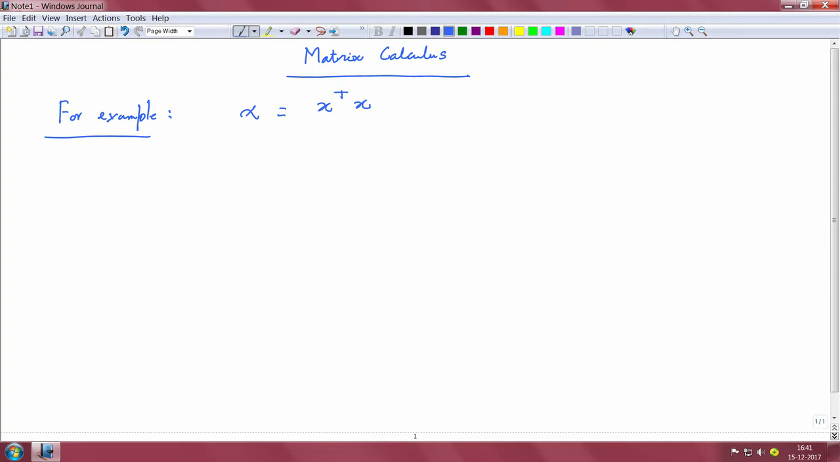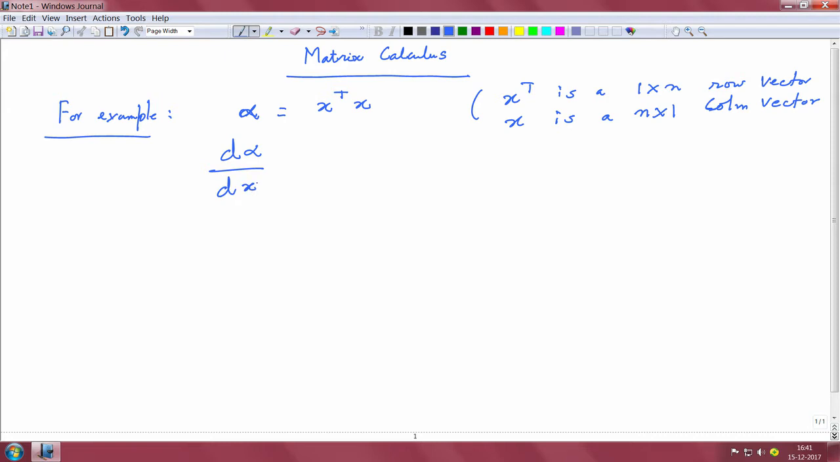Imagine x is a column vector. Therefore, x transpose is a 1 by n row matrix and x is an n by 1 column vector. This is a row vector, this is a column vector, okay. And we may want, for some instance, to take the derivative of alpha with respect to x.